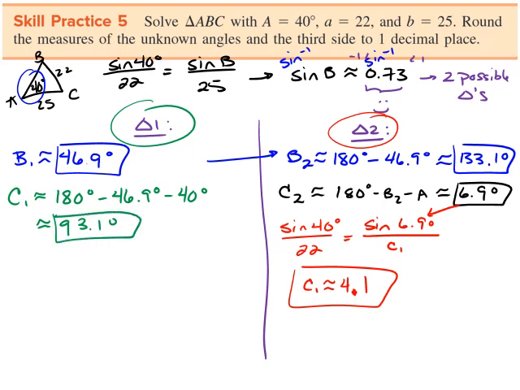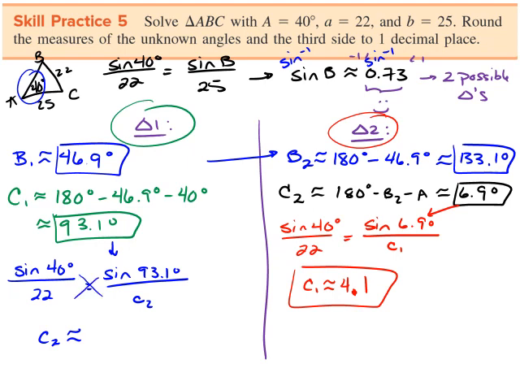And then finally, I'm going to find little side C in this case here. So I have to use the angle I just found. So sine of 40 degrees divided by 22 is equal to sine of 93.1 degrees divided by little c, which is what I'm about to find. Plugging this into my calculator by cross multiplying, I will get 34.2.